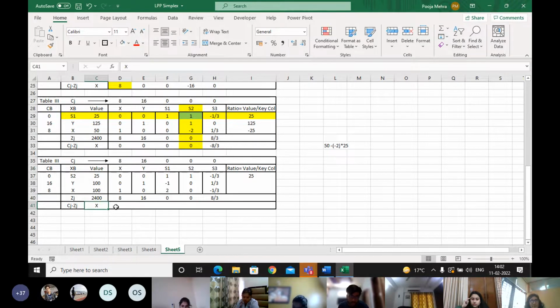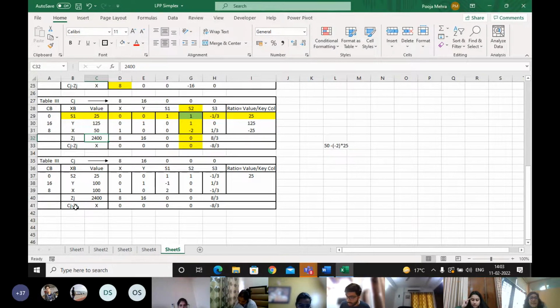So Cj minus Zj is what? 0, 0, 0, 0, and then we have minus 8 by 3. So optimality criteria we are able to meet. Yes, all Cj minus Zj is less than or equal to 0. But here different combinations of x and y will give us the same maximized value of our objective function. So the problem has an alternate solution.